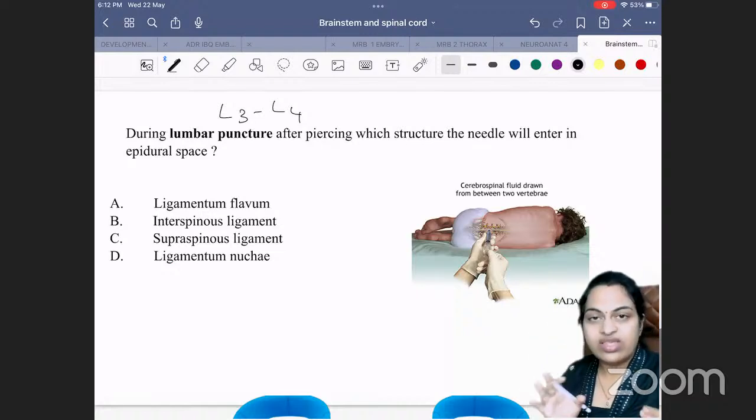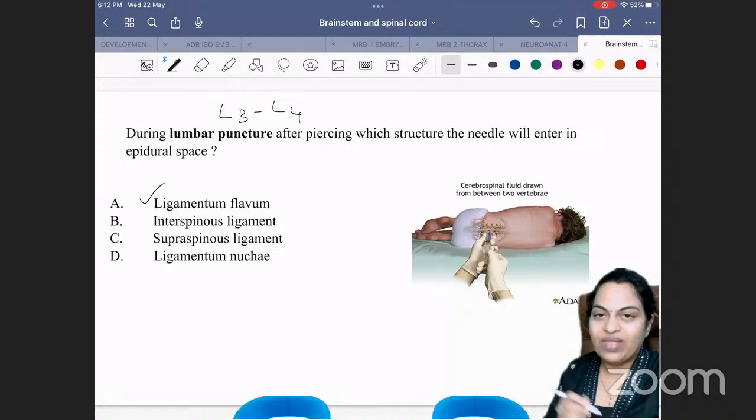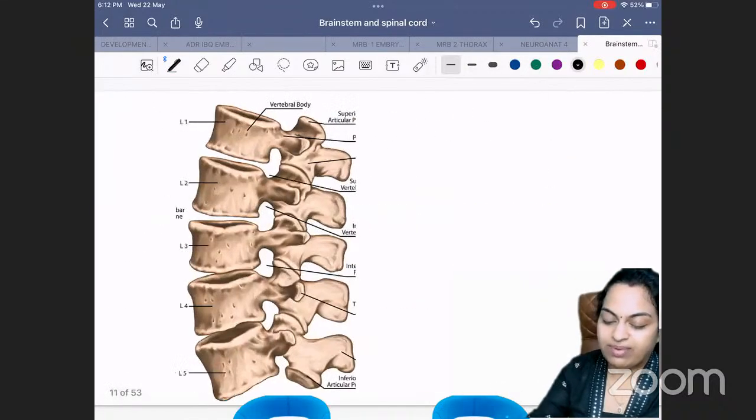Okay, the next question related to this. During lumbar puncture, after piercing which structure, the needle will enter the epidural space? So what is the epidural space? Outside the dura mater. Okay. So outside the dura mater, which ligament is going to be related here? Yeah, I'll just show you here with a picture, explain it.